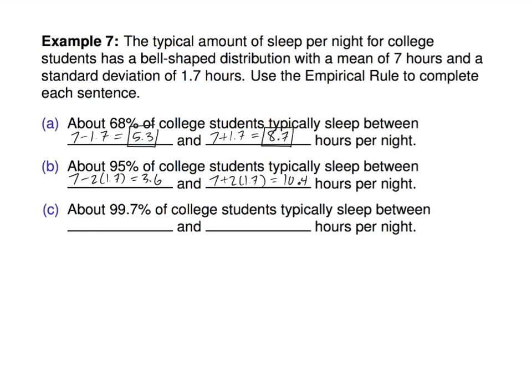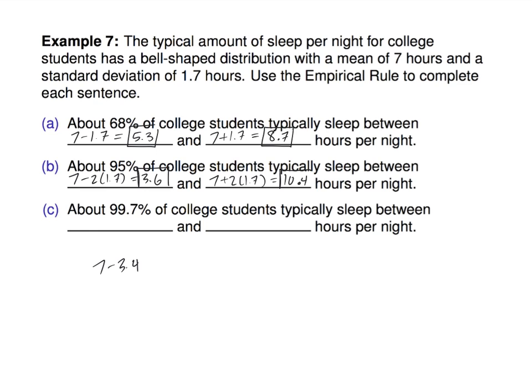I got 3.4. I'm pretty sure 3.6 is right. It'd be 1.7 times 2, right? Yeah, and 7 minus that? 3.4. Then 7 minus 3.4. I got 3.6. Yeah. Okay.